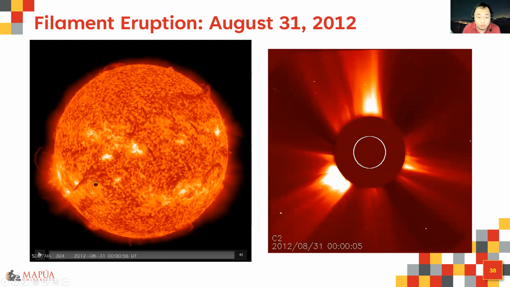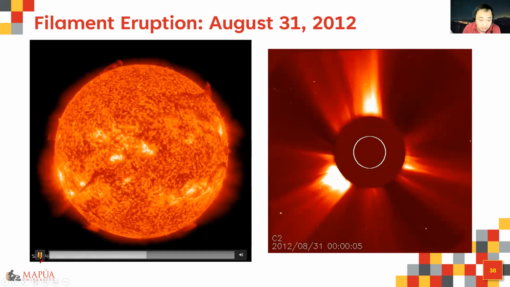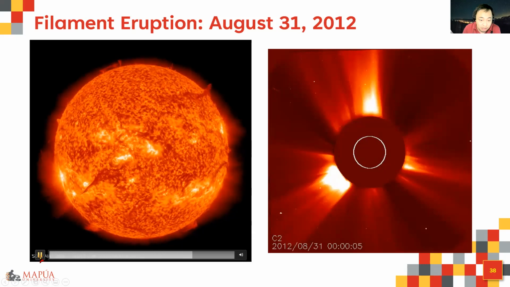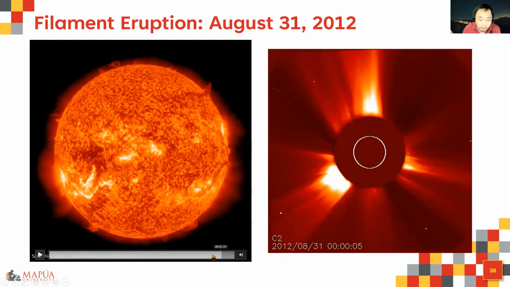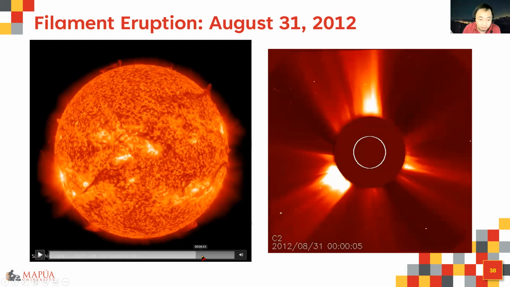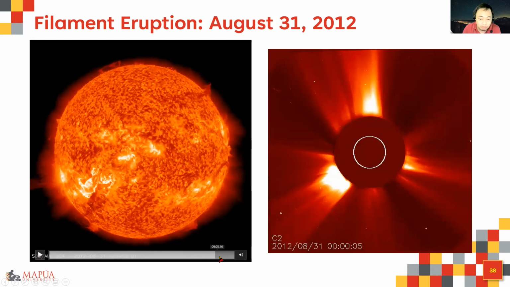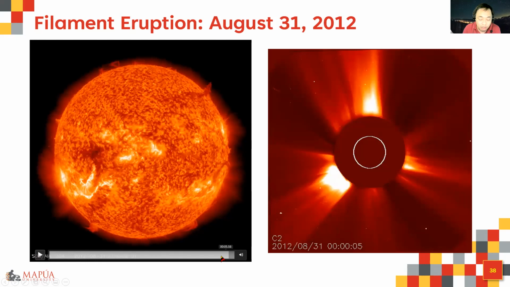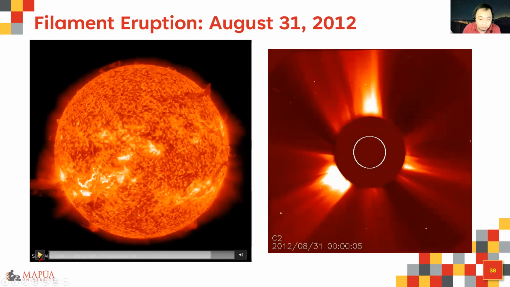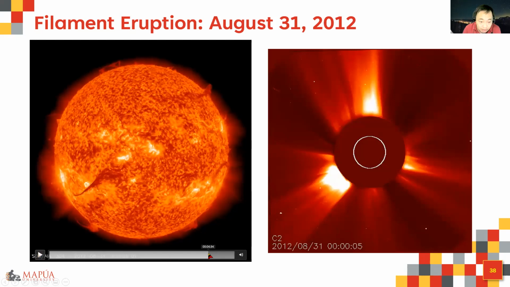Okay, if you look closely at this filament, you can see that a CME actually emerged here. Again, this is your CME. That is a filament eruption, a CME associated with a filament eruption. The eruption happened at around 1945 UT.